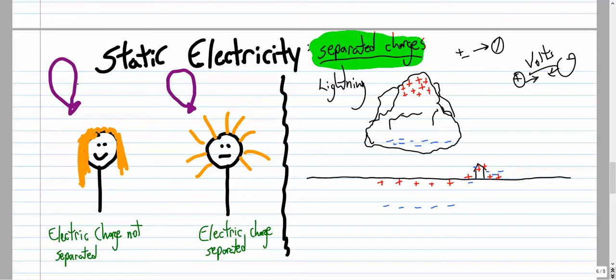So I drew 2 examples here. We've got this balloon, and it's got protons and electrons in it. I'll just draw 2 of each. And we've got this hair. And this hair is also neutral. It's got, for every plus, it's got a minus. So I'll just draw 2 of each.